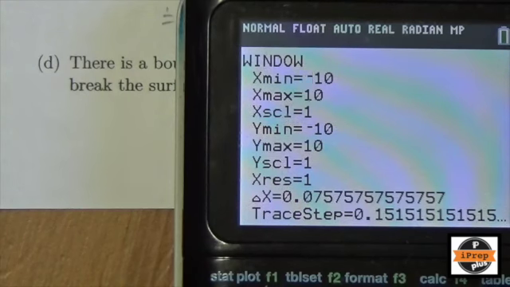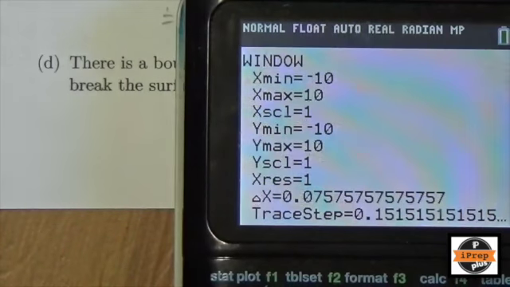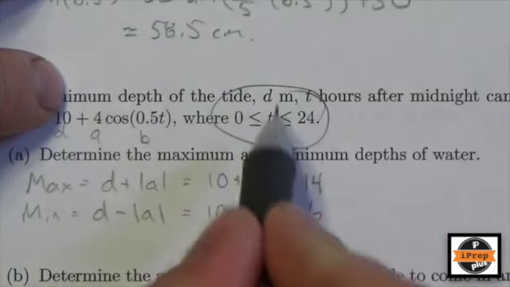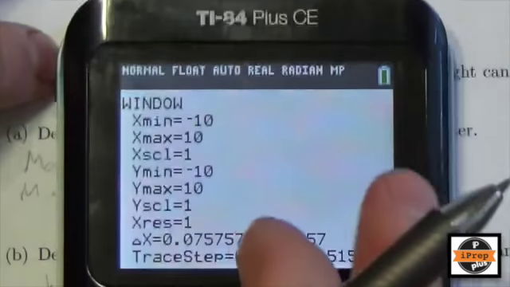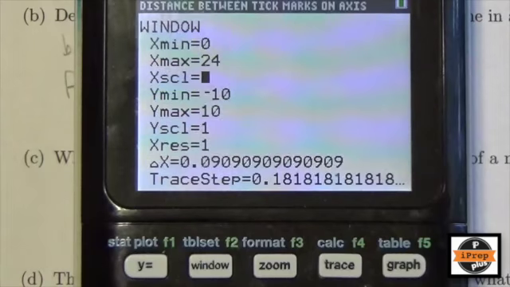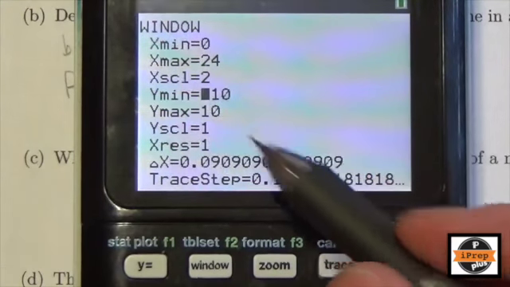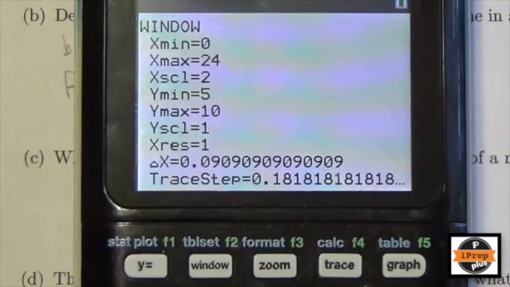I'm dealing with the x first here. We already know that the t value is defined between 0 and 24, so I'm going to stick with that. Our window settings here, I'm going to make this 0 out to 24. Maybe have the hours go up by 2, it doesn't really matter. Now, the y min and max. The minimum that the function gets to is 6, so I'll give myself a little bit of room and make that 5. The maximum that it gets to was 14, so again, I'll give myself a little room by making that 15.